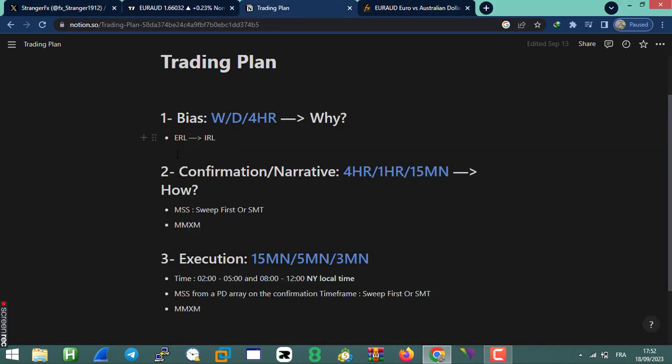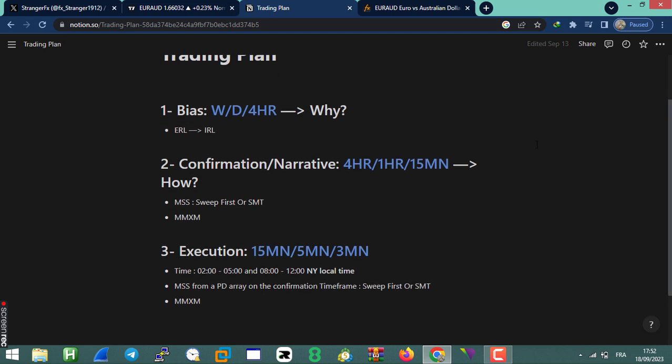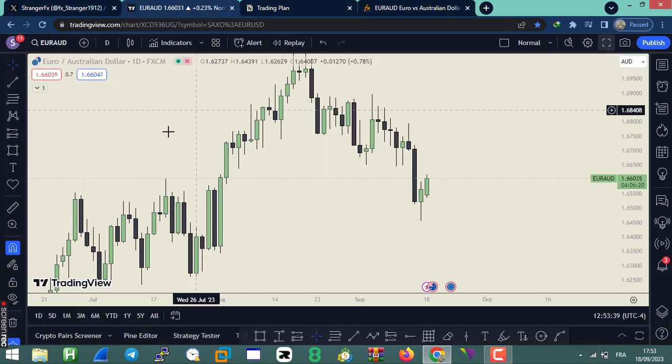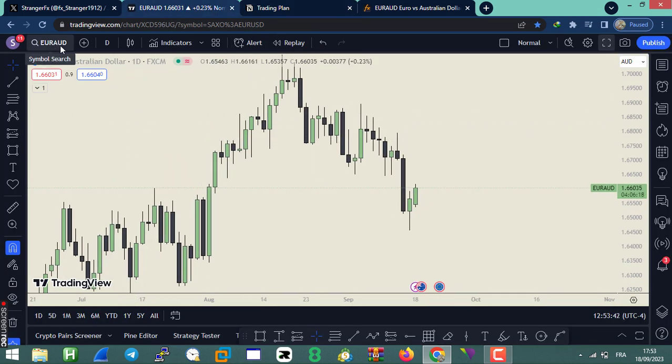So as you can see, here's the trading plan that I shared with you in my previous video. I'm going to link that in the description so you can take a look at it, go and study it, guys, maybe after this video. So we have 3 steps, right? The bias, the confirmation, and the execution. And we're going to apply each step on the chart, and I'm going to show you exactly how to do that. So as you can see, this is the EUR/GBP chart.